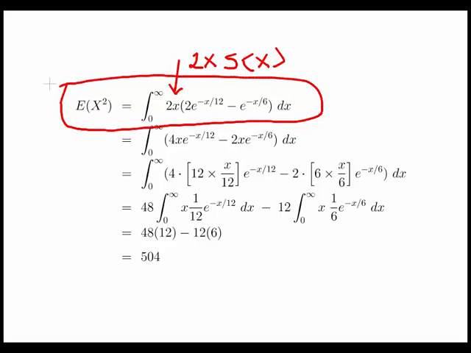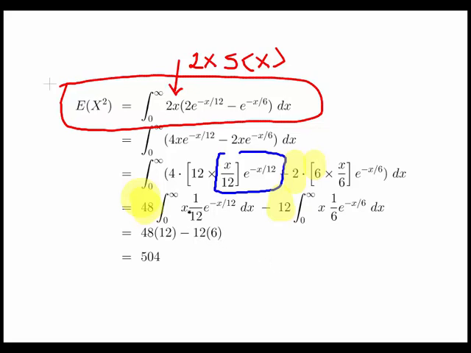I'm going to do something similar to what I've done before. I am going to split out this part here. So I'm going to split out x into 12 times x divided by 12, and I'm going to bring this 48 outside. Likewise, 2 and 6, going to bring it outside. So I have these two internal expressions: x divided by 12 times the exponential of minus x over 12 dx, and likewise x divided by 6 times the exponential of minus x over 6 dx. You get very tongue-tied with these things.